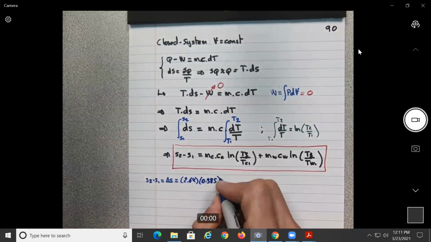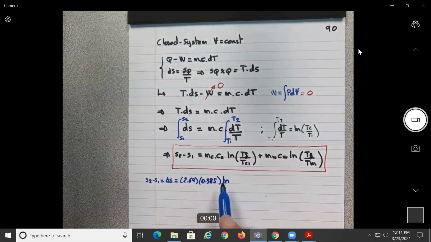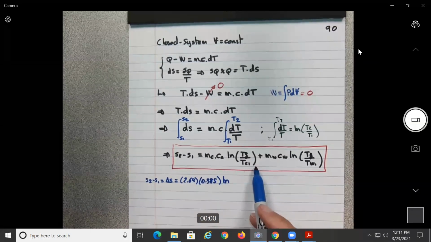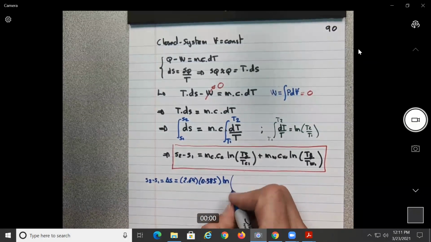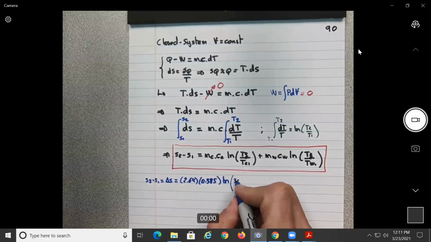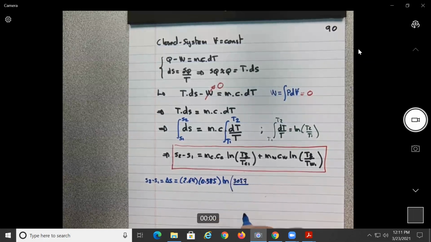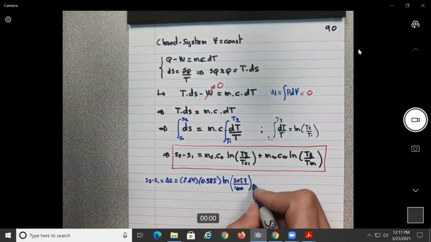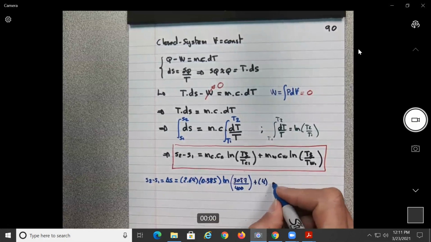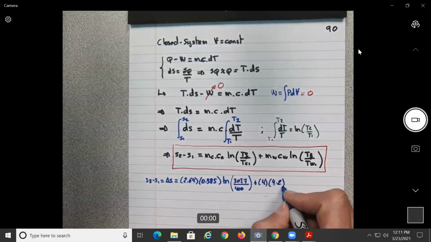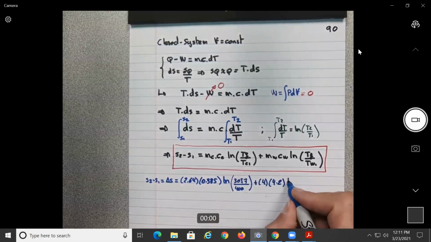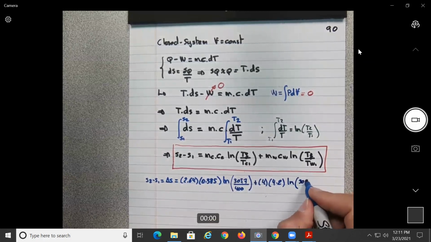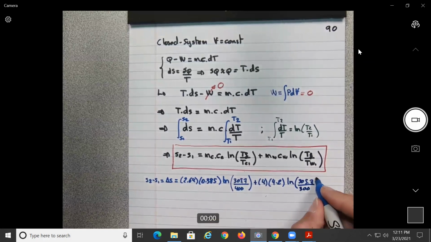times C sub C 0.385 log. Guys, here I don't want you to give me the final result initially. I want you to give me the value for each one of these terms. Okay? So T final is 305.7 divided by the initial temperature of the copper, which is 400, plus 4 kilograms of water times specific heat of 4.2 times log of 305.7 divided by 300.